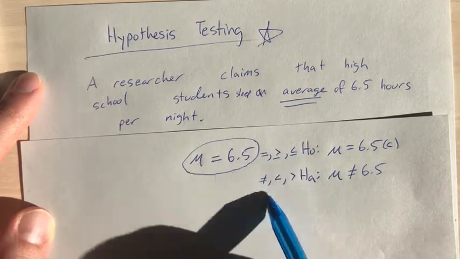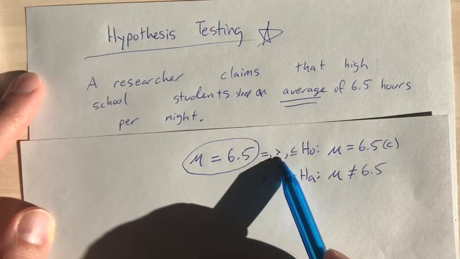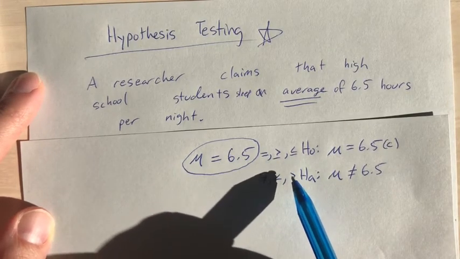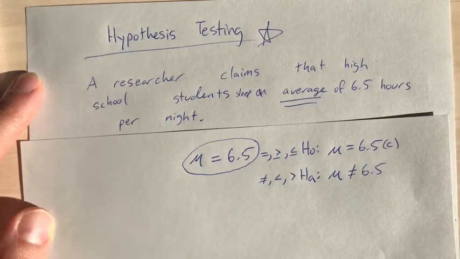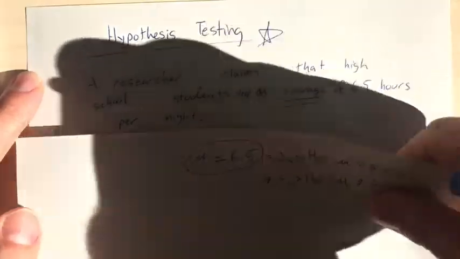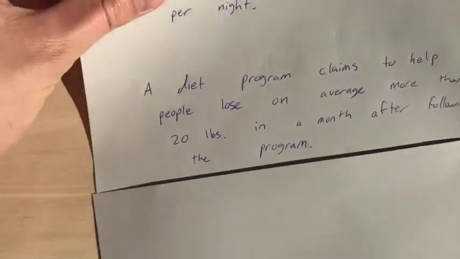So the opposite of equal is not equal to, the opposite of less than is greater than or equal to, and then likewise, the opposite of less than or equal to is greater than, okay? So that would be the second step of this problem. So let me show you the second example real quick. We'll do this a little bit quicker now.